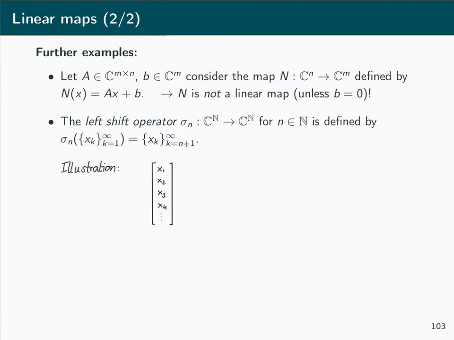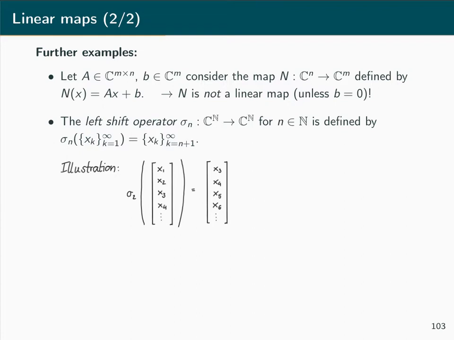It's actually not a very complicated map, so let's look at an illustration. Here we have a sequence represented as an infinite dimensional vector. The elements of the sequence are x1, x2, x3, x4, and so on up to infinity. And now we map this sequence by the left shift operator sigma 2, for example. Then what we get is another sequence that starts with the n plus first element, so in this case the third element. So the sequence here is x3, x4, x5, and so on.